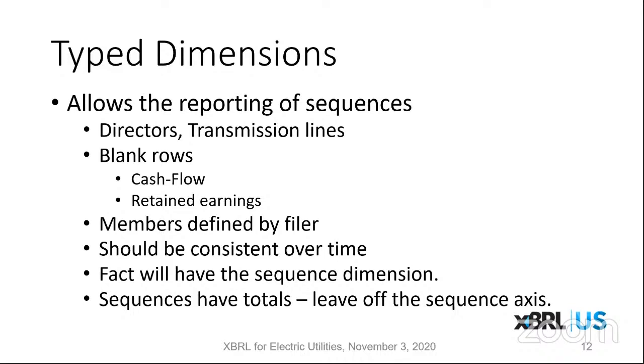The other thing is a number of sequence tables will have a total at the bottom. So basically what's going to happen in those cases, as the general rule, is that the same element is going to be used for the total. It's just not going to have the sequence axes or the type dimension axes on it. So that's type dimensions.